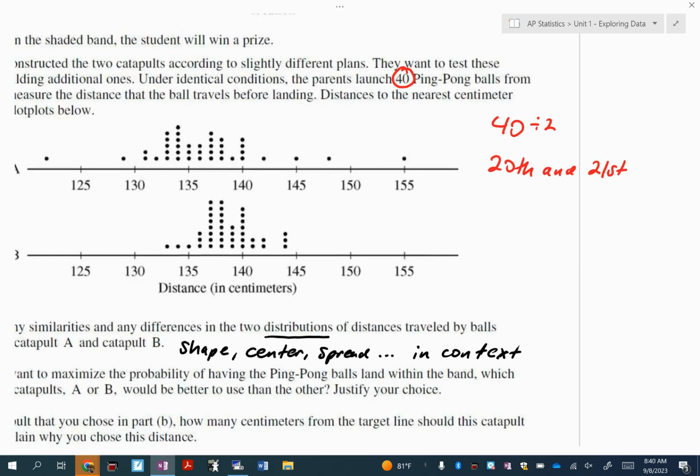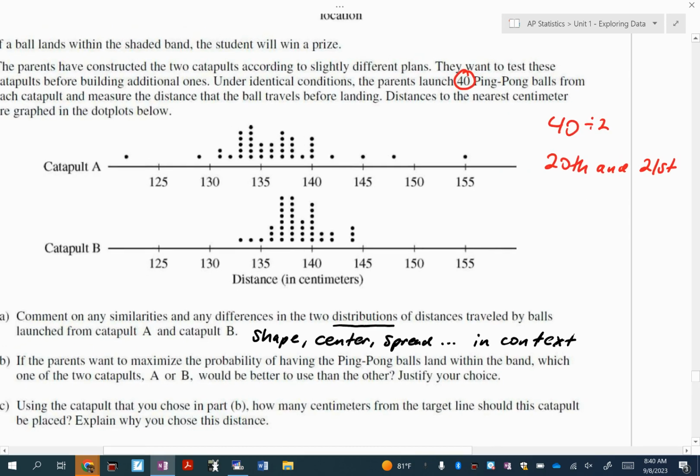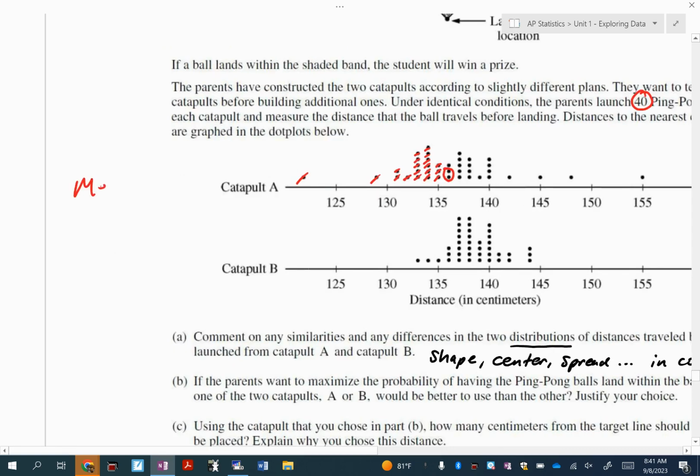So let's find it for catapult A. Here we go. Ready? 6, 7, 8, 9, 10, 11, 12, 13, 14, 15, 16, 17, 18, 19. So 20 and 21 is here. What would you say my median for catapult A is if they're both right there? I think it's 136, right? Because this is 136, 37, 38, 39, 40. So if they're both 136, the middle of 136 and 136 is 136. So this median is 136.